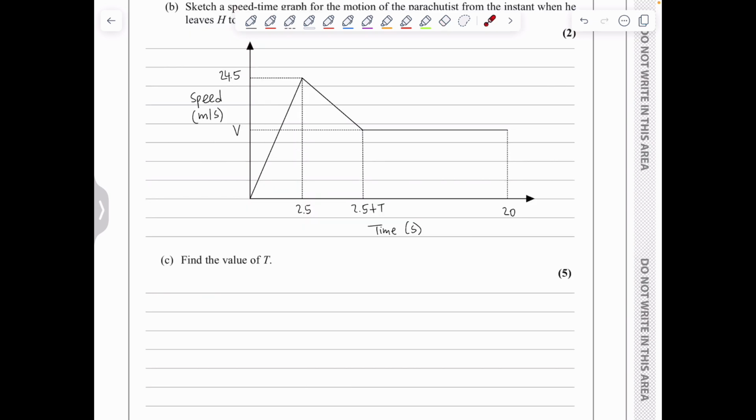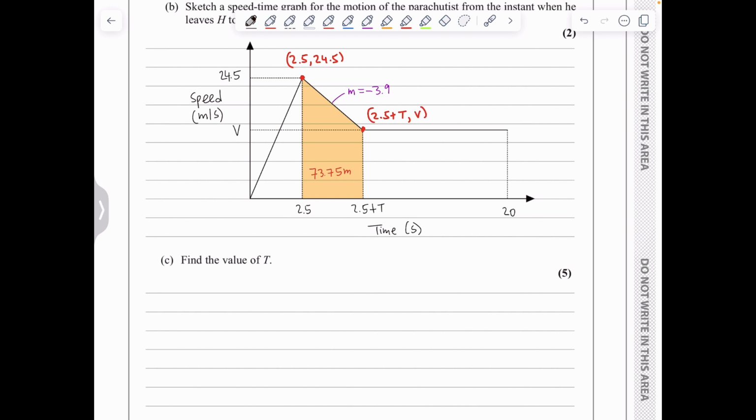In part C, we're asked to find the value of capital T, and to do that, I'll be revisiting my speed-time graph here, and I will be adding the additional information I was provided in the question itself. So first of all, we know that the distance covered while decelerating, so the shaded area here, is 73.75 meters, and the deceleration during this time, so the gradient of my speed-time graph, is minus 3.9. So essentially, I've got 2 points here on this straight line. It's the point with coordinates 2.5, 24.5, and the point with coordinates 2.5 plus capital T, V.